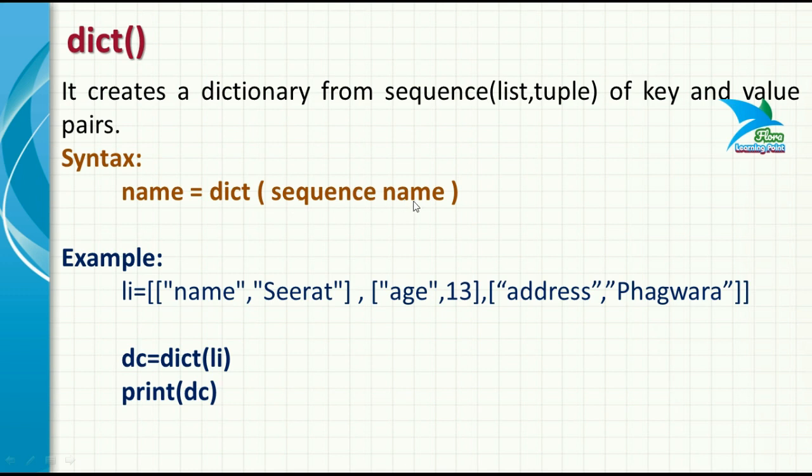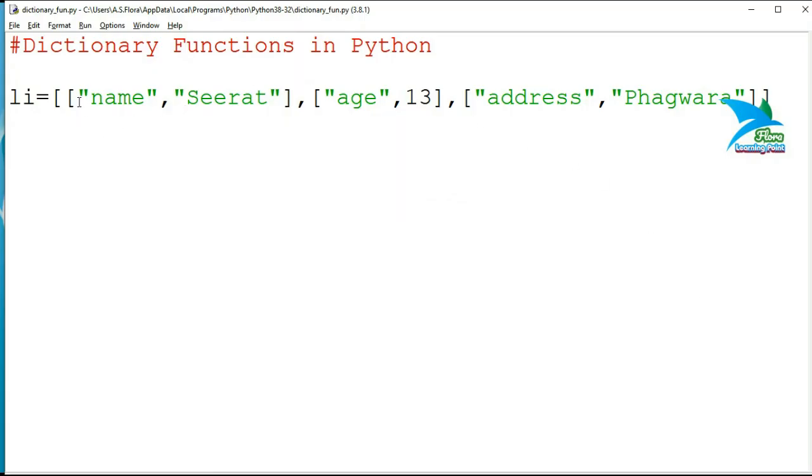So we have to pass the name of the sequence as a parameter to the dict function. That sequence may be a list, or it may be a tuple. But you have to create a two-dimensional list or tuple. In this declaration we are having a two-dimensional list. The first element is the name and the second element is the value, then age and the value of age, then address and the value of address. In this case the dict function will convert this two-dimensional list into a dictionary. So let's demonstrate.